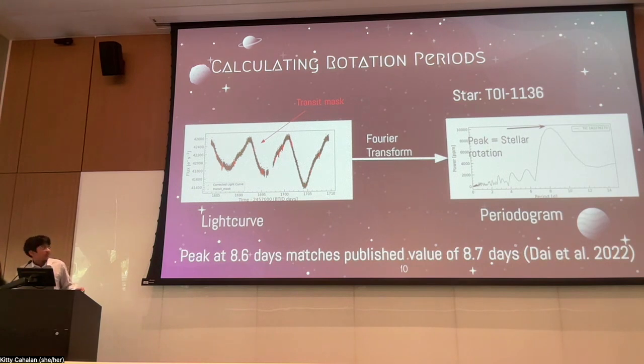How we delete this is we make a transit mask out of the planetary parameters that are found on the NASA Exoplanet Archive. From here, we do what's called a Fourier transform, which basically fits sine waves of varying frequency to the light curves and outputs a periodogram. The periodogram tells us what period matches the light curve the best. So the peak of the periodogram represents the stellar rotation period. We got a peak at 8.6 days for this star, which matches the published value of 8.7 days, according to a paper in 2022 published by Dai and others.